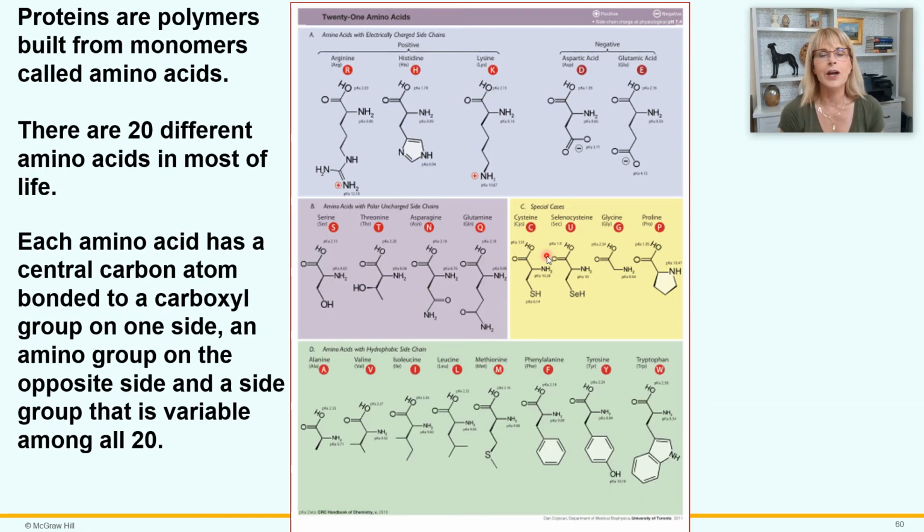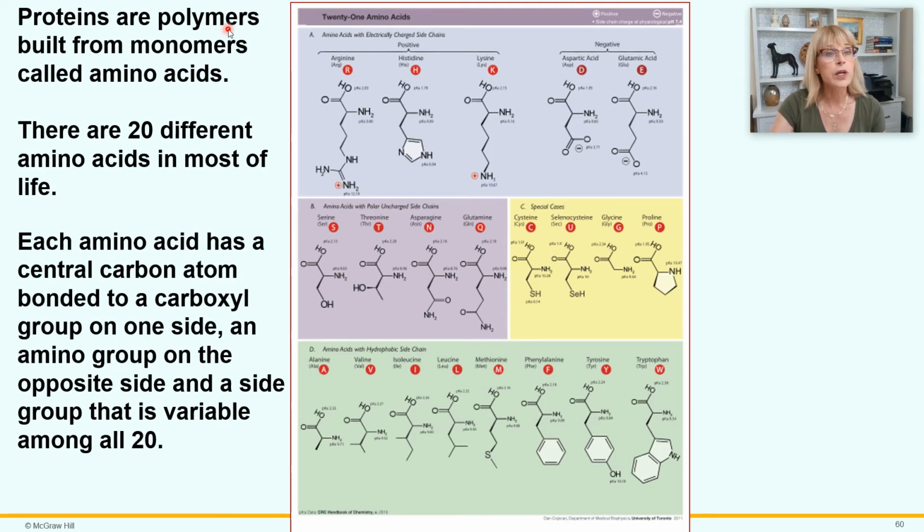Now, don't be afraid when you look at this. I am not going to make you memorize these structures or the names or anything about these amino acids. But this image is here because I want to explain something to you about protein structure. Okay, let's start with the basics.